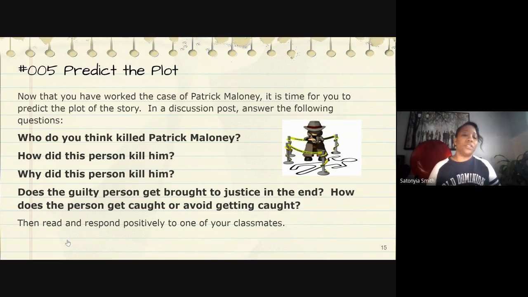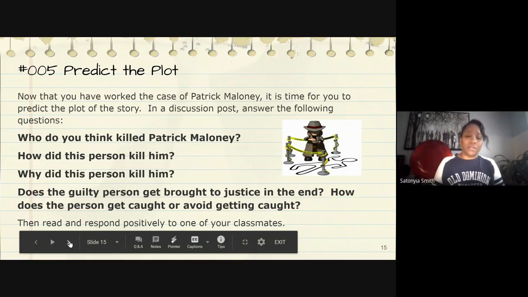Then I want you to read and respond positively to one of your classmates. And everybody, try not to respond to just the first couple of classmates, and then they have several different responses, and some people in the class have no responses. So try to spread out and see if you can respond to somebody who maybe doesn't have a response. If you need to, go ahead and pause the video at this time.